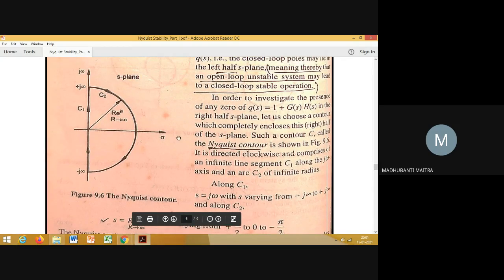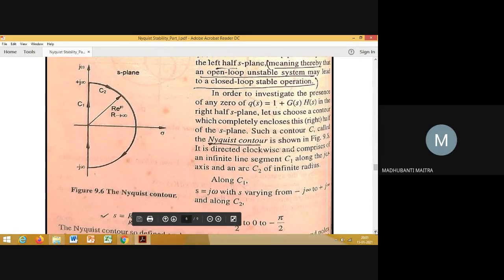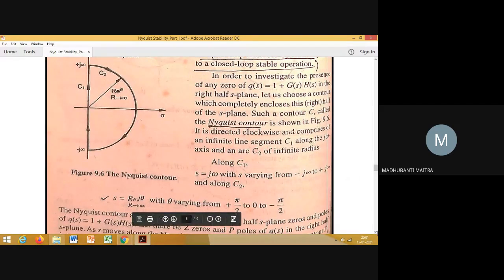If we choose such a closed contour on the S-plane, then it's clear that this contour is enclosing the entire right half of the S-plane. Am I clear? Have you understood this? Yes, ma'am. Is it absolutely clear? So such a closed contour on the S-plane, which completely encloses the entire right half of the S-plane, is called a Nyquist contour.